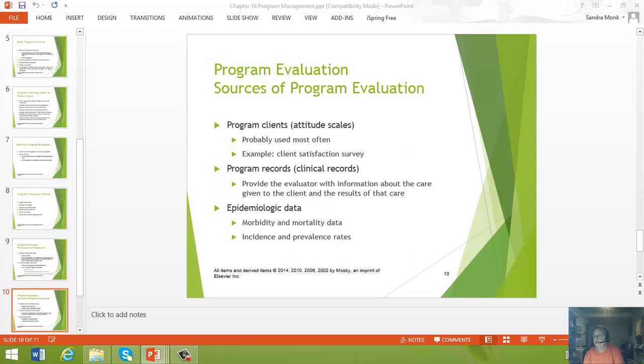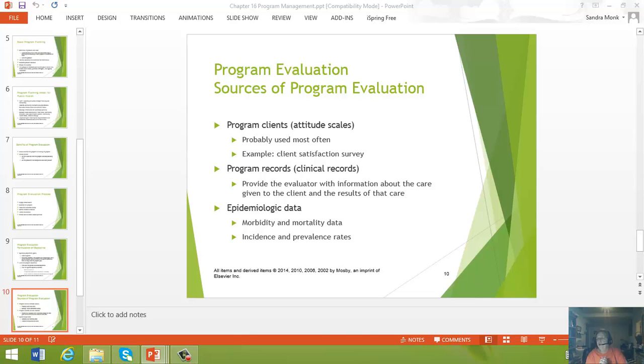Program evaluation and sources of program evaluation. It might be through program clients. These are the most common ones. So program clients, and they would do attitude scales, and these are probably the most often used. An example of this would be a client satisfaction survey.